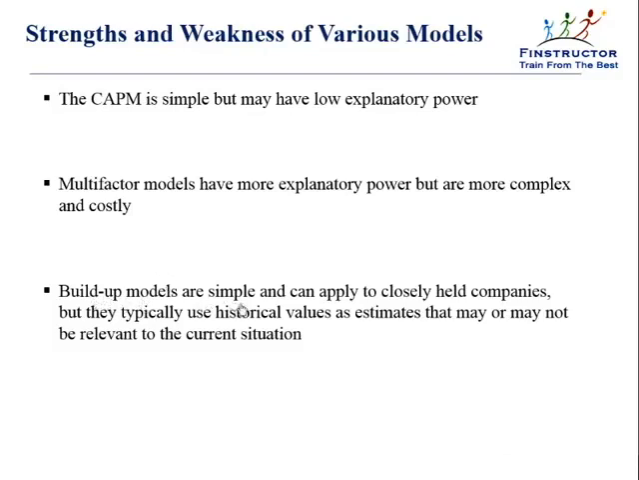Build-up models are simple, wherein we don't have beta. We just add a risk premium for the various risk exposures and can be applied to closely held companies, but they typically use historical values as estimates that may or may not be relevant to the current situation. So to calculate the size premium or the liquidity premium, it comes from the historical returns that illiquid stocks have given over and above liquid stocks, or what small companies have given over and above large companies. Those historical returns may not be very reliable for the future.